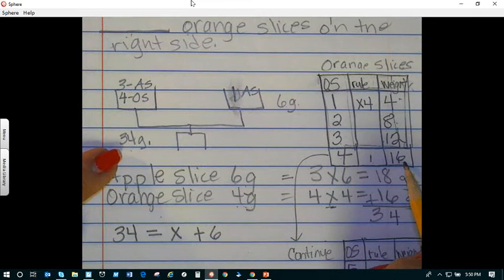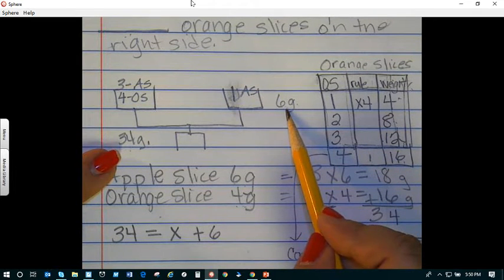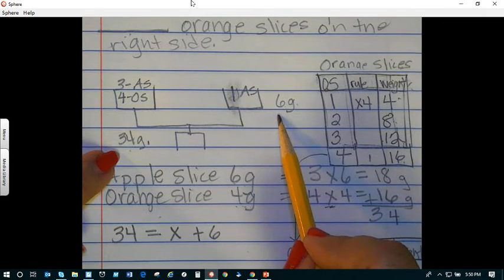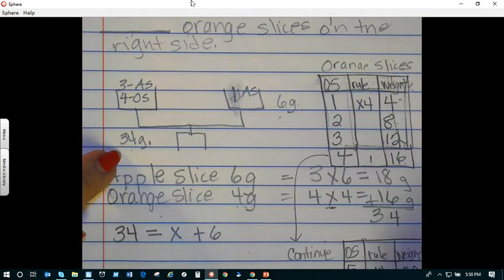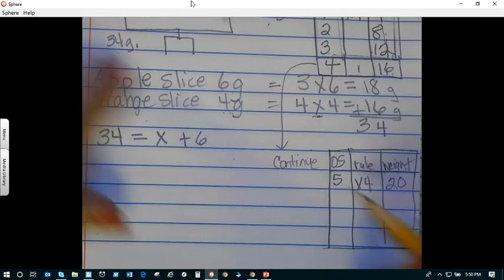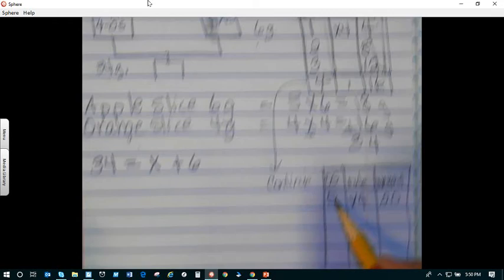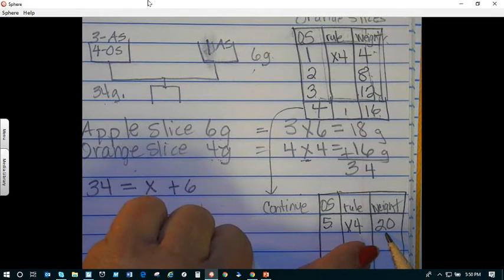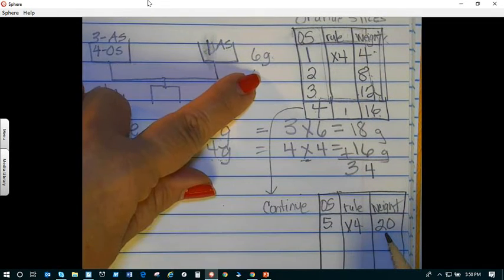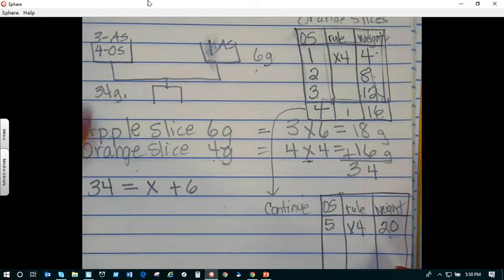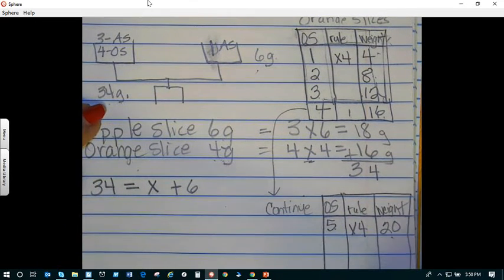16 plus 6, because that's my apple slice weight. So 16 plus 6 is 22. Still not good enough, because that's not enough. So I have to add more orange slices. So if I had 5 orange slices, that gives me 20 grams for my weight. 20 plus 6 is 26. Not close enough, because I'm at 34.